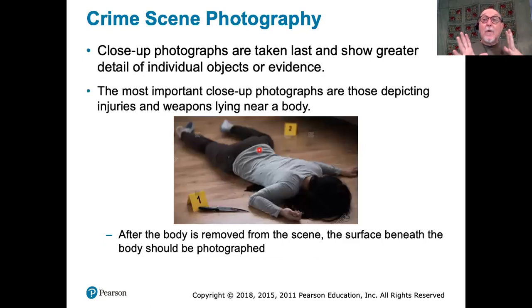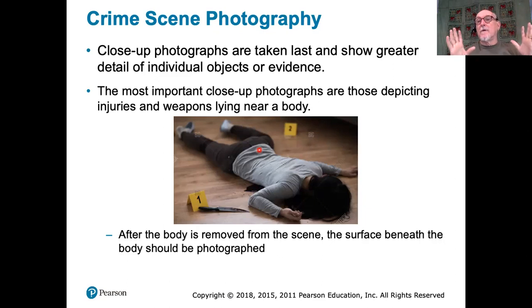The most important set of photographs that a photographer can take is at the scene of a murder, because, as I said, the body is the most important piece of evidence. And before the body is moved, before anything around it is altered, the photographer will usually record the body, close-ups of wounds on the body, and any likely weapons that are lying in the vicinity of the body.